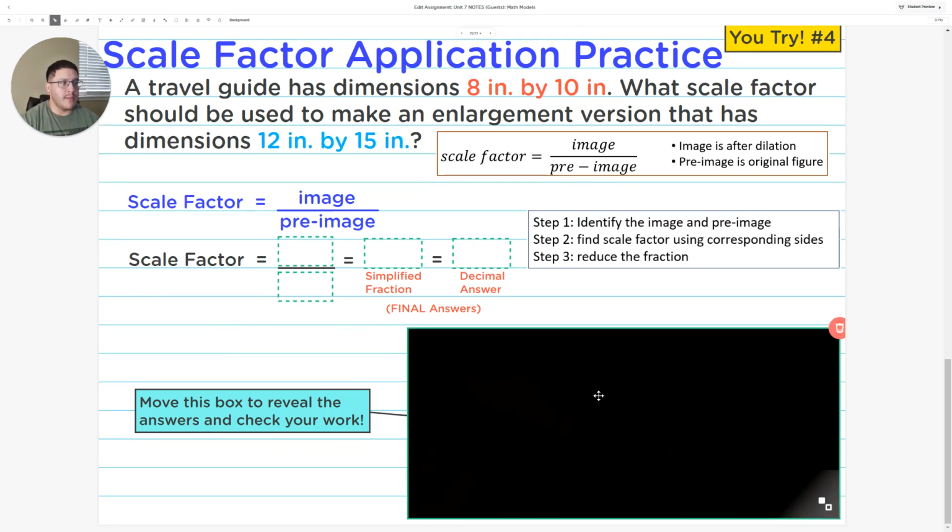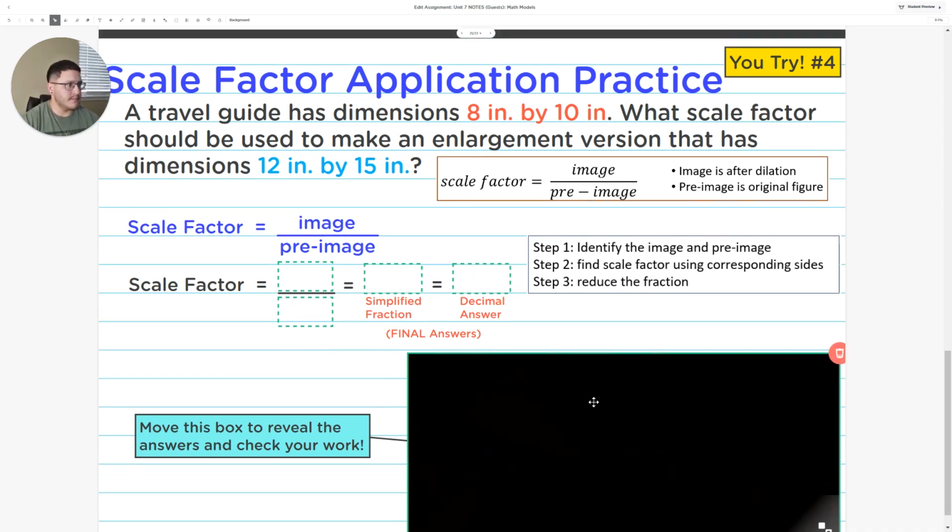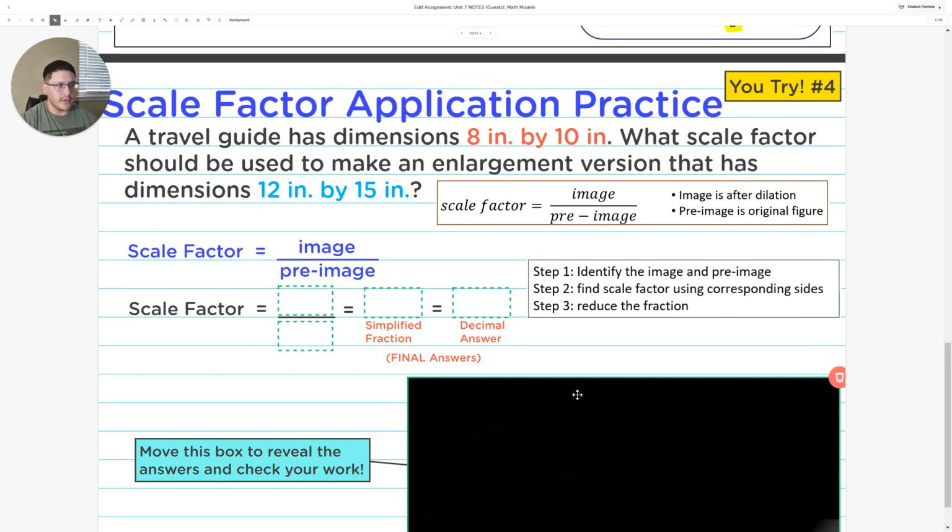Check your work by moving the box right here. Try this on your own, see if you can do this. Otherwise, I'm going to continue on and show y'all how to do this.